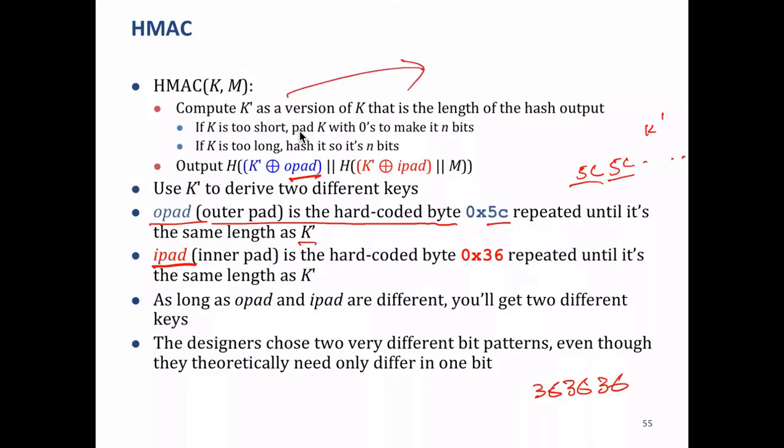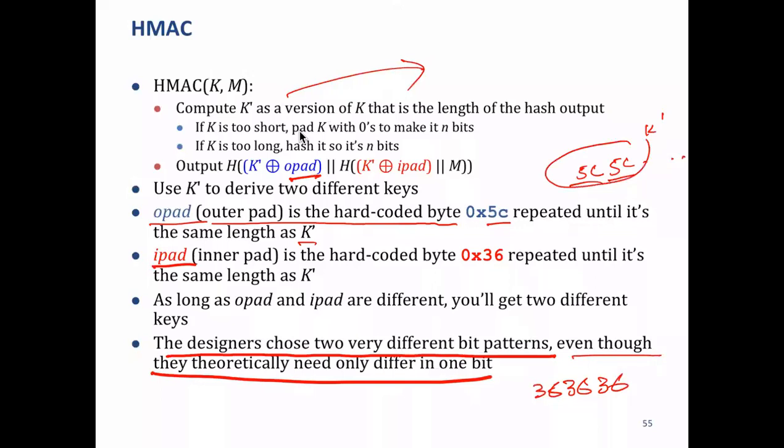k dash size is defined, the key's fixed size. Now why we do this, you'll have to go into the design. Why are IPAD and OPAD created with these bit strings? There has to be some design thinking about it. So designers chose two different bit patterns, even though they theoretically needed to differ only by one bit. As long as they differed by one bit, the hash could be very different, but still they chose these. If you see the bit patterns of 5C, 5C and 3636, they are quite different, right? But they chose this.